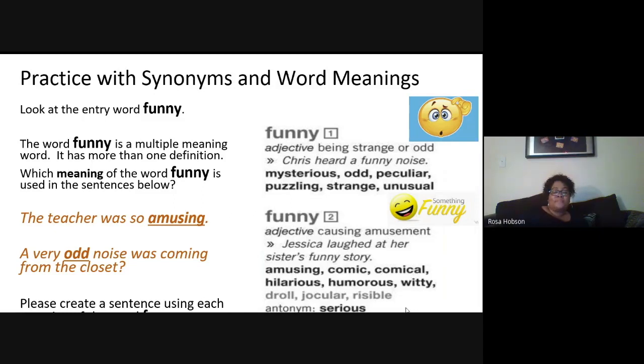All right. So let's look over here. Again, the word funny is a multiple meaning word. It has more than one definition. So let's look at this question. Which meaning of the word funny is used in the sentences below? The teacher was so amusing. Can you figure that out?